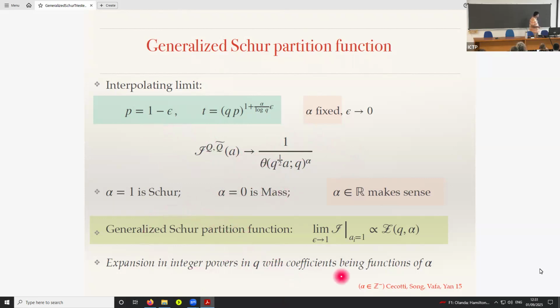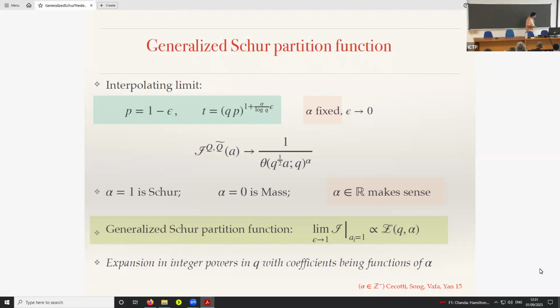And in fact, this type of limit was already considered by Cecotti, Song, Vafa, and Yan 10 years ago, when they tried to understand this connection between the Coulomb branch computation of the Schur index using this Kontsevich-Soibelman invariant. When they tried to understand that story a little bit in more detail, they also considered this limit. I can talk about this a little bit more. Maybe let's do it in the plus 15 minutes later on.